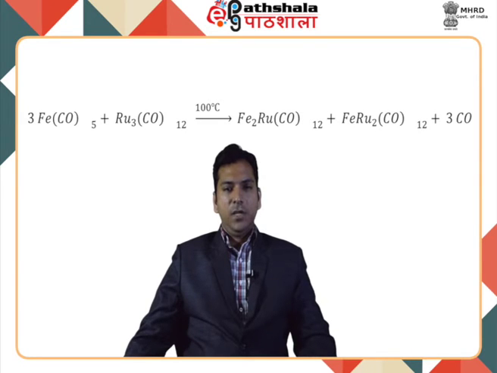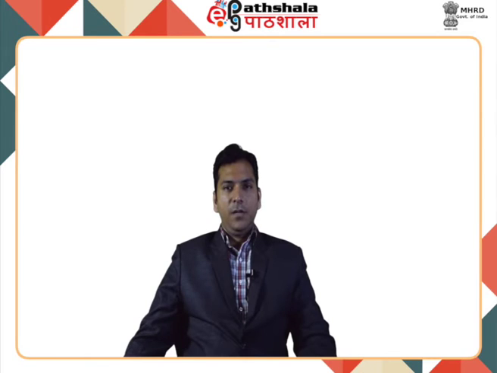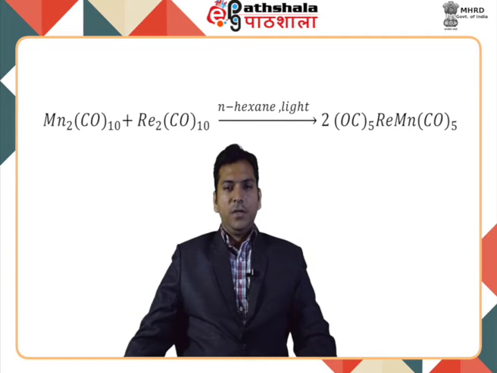Example is shown here. We can also prepare heteronuclear metal carbonyls by the irradiation of a mixture of 2 metal carbonyls of different metals. When a mixture of dimanganese decacarbonyl and direnium decacarbonyl dissolved in normal hexane solvent is exposed to light, a heteronuclear metal carbonyl is formed.